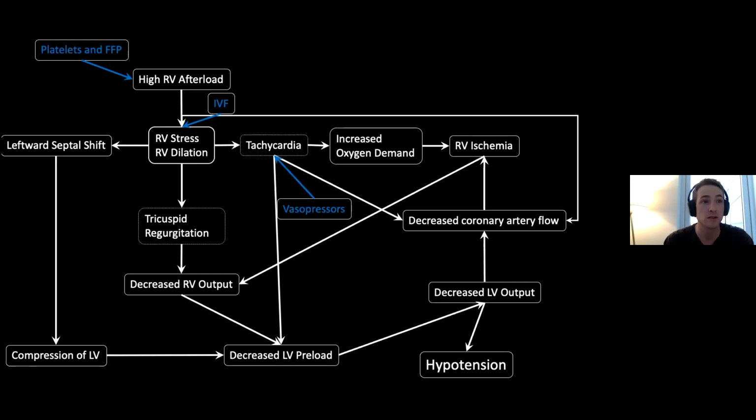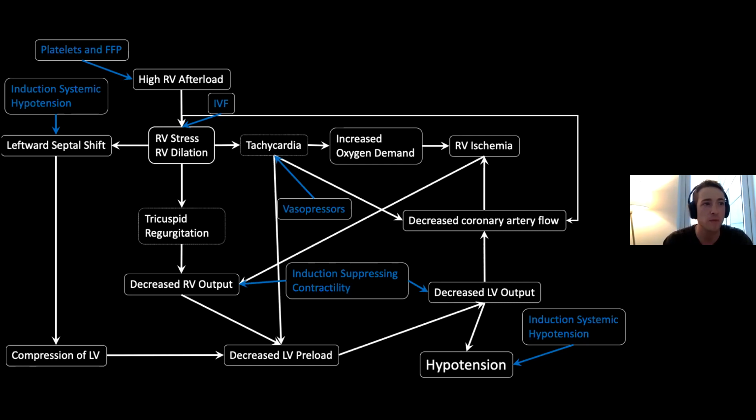And while using vasopressors can help improve systemic blood pressure, it might trigger a tachyarrhythmia, which can then overall worsen our hemodynamics. And it's commonly remarked that intubating a patient with pulmonary hypertension is very scary, and we can actually see why from this vicious cycle here. Many medications used for anesthesia induction suppress cardiac contractility and can drop our systemic blood pressures. This drop in systemic blood pressure can significantly worsen our left ventricle septal shift. And again, causing our left ventricle to get squeezed even more and have less output.